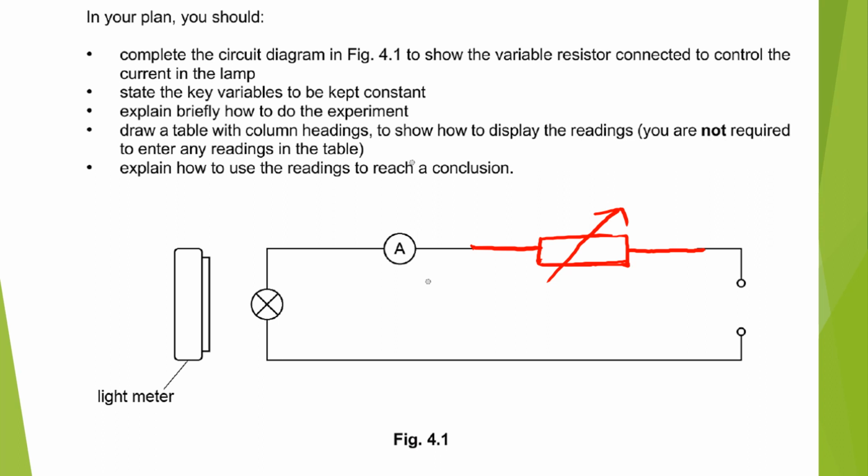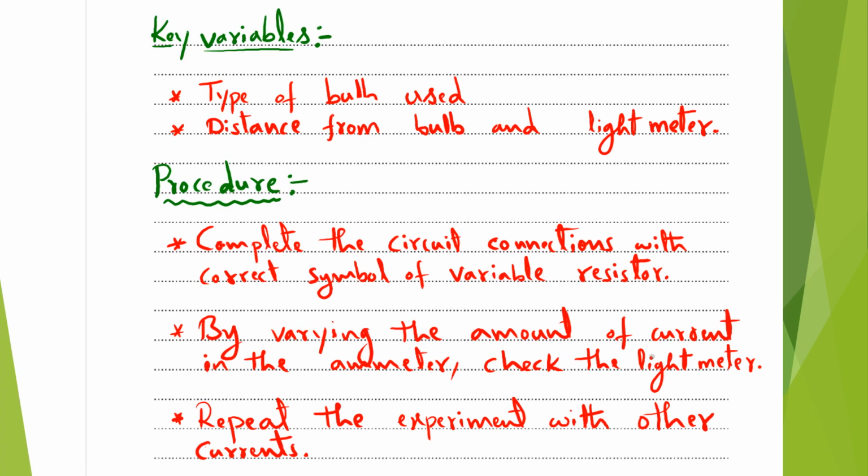Just look at the answers, how we have written for the discussed questions. All the relevant answers: key variables are the type of bulb or lamp used, and the distance between the bulb and the light meter. Procedure: complete the circuit connections with the correct symbol of the variable resistor. By varying the amount of current in the ammeter, check the light meter. Repeat the experiment with the other currents.